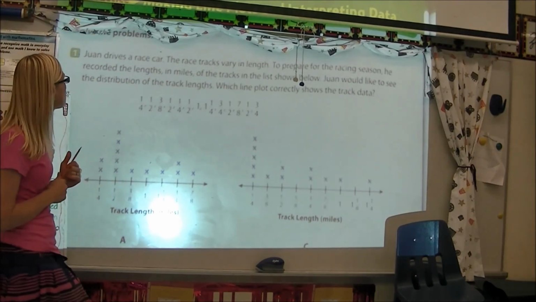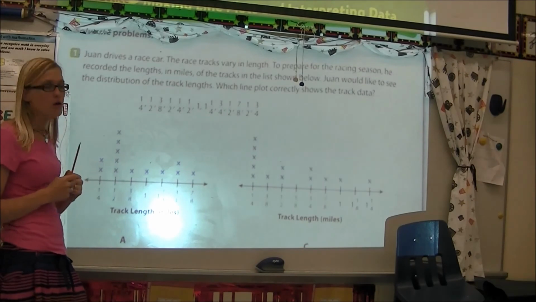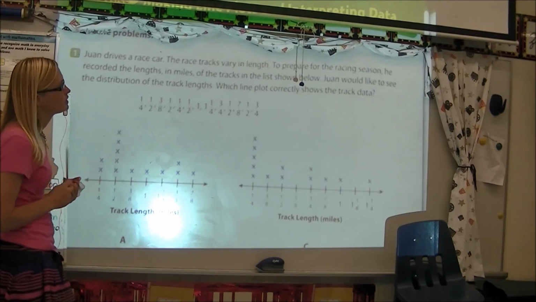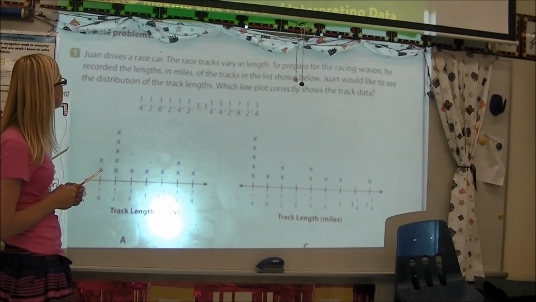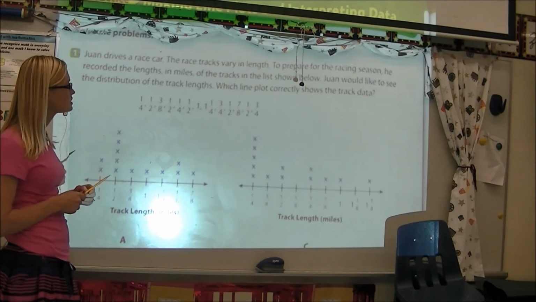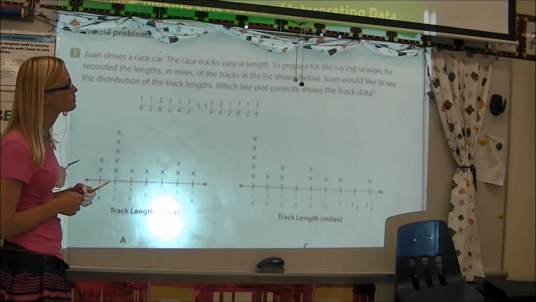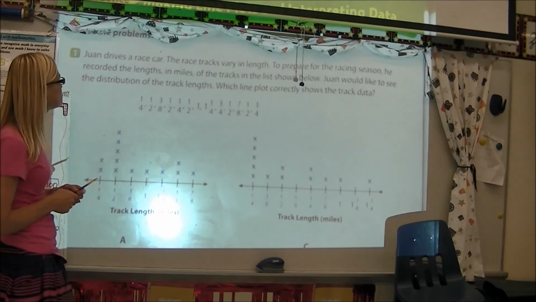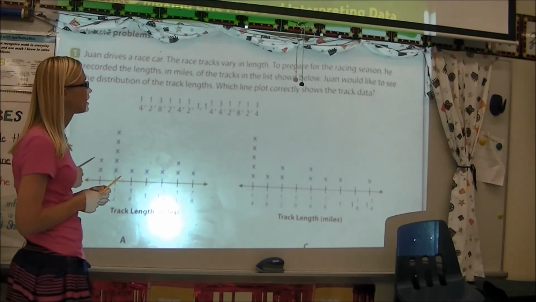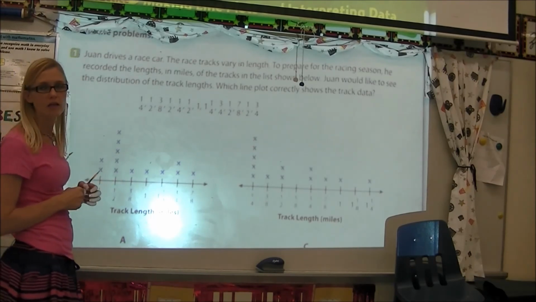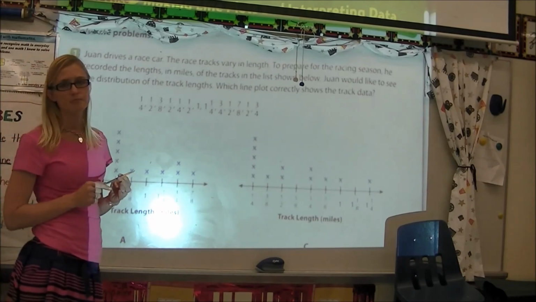So the word problem reads, Juan drives a race car. The race car tracks vary in length. To prepare for the racing season, he recorded the lengths in miles of the track in the list below. Juan would like to see the distribution of the track lengths. Which line plot correctly shows the track data?